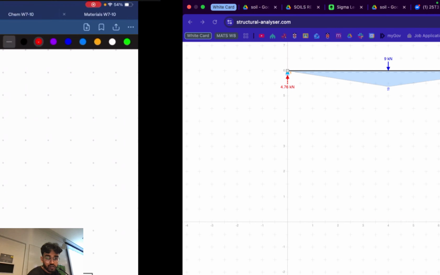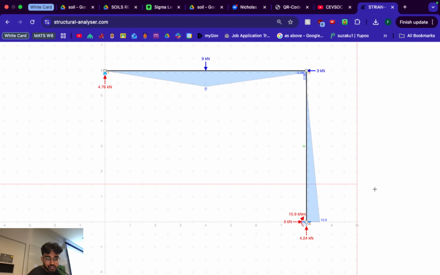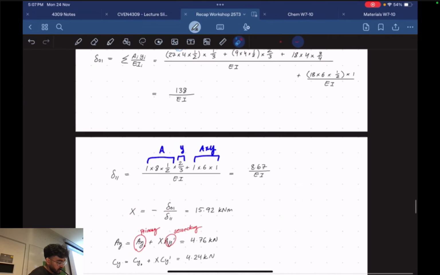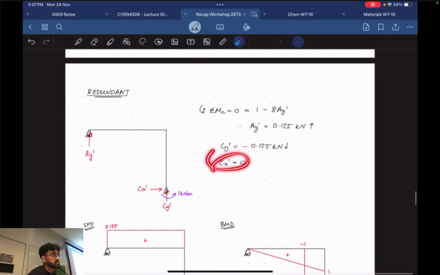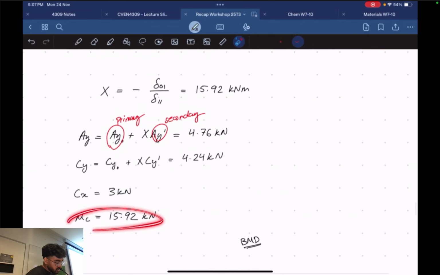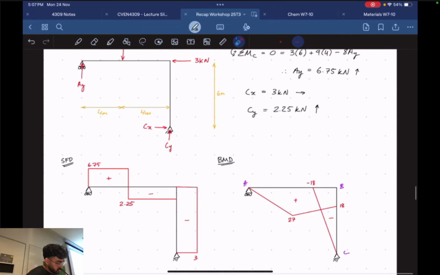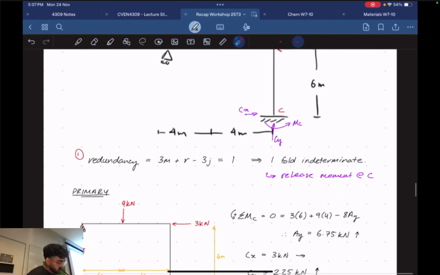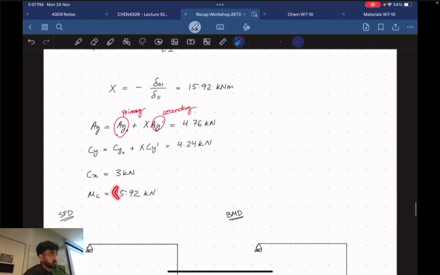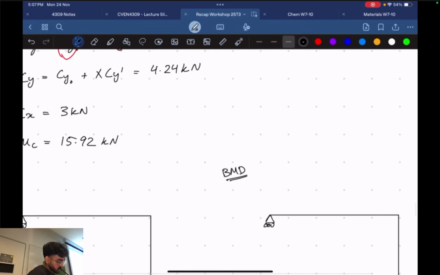I get 4.24, which also matches. Then Cx is pretty easy because we know that for my secondary structure, Cx is equal to 0. So it's just going to be the same as my primary. And MC, the value of the moment which I released at the initial for my primary, is just going to be the value of x, which is 15.92 kilometers. Okay? And this is going in which direction? I said it's going in this direction, anti-clockwise.